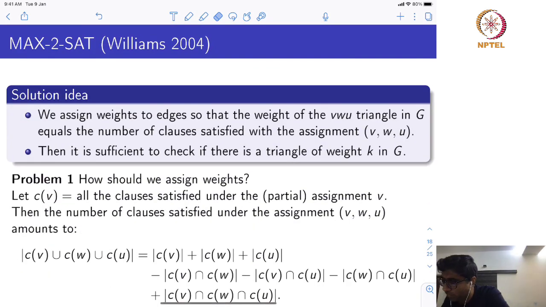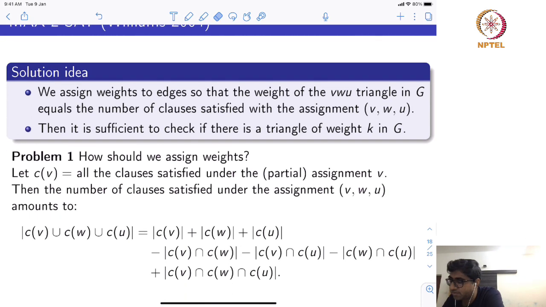So far so good. So first let's solve the first problem. How should we assign weights? Let C_V be all the clauses satisfied under the possible assignment V. Okay, so these are some sets, right? Then the number of clauses satisfied under the assignment V, W, U amounts to, we have just seen, inclusion-exclusion.